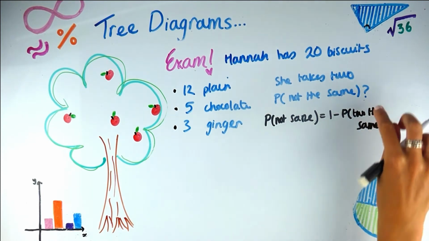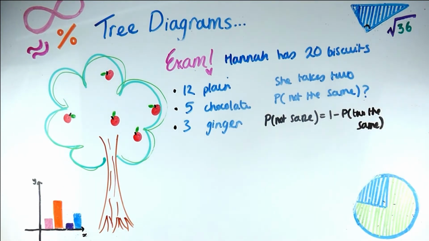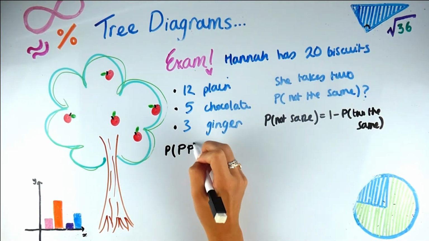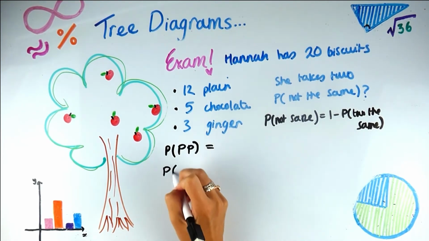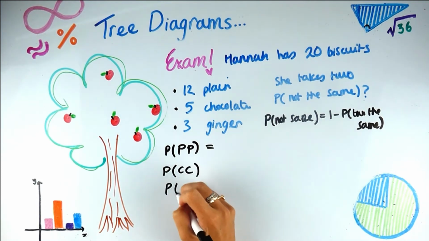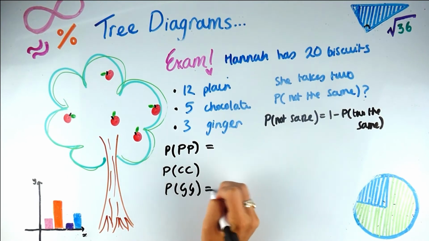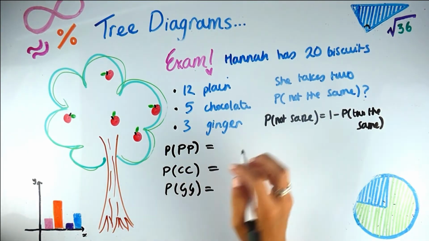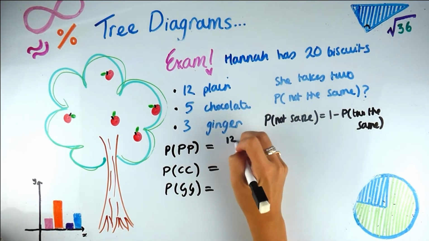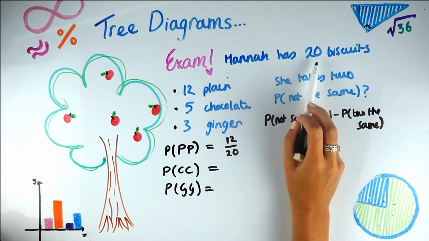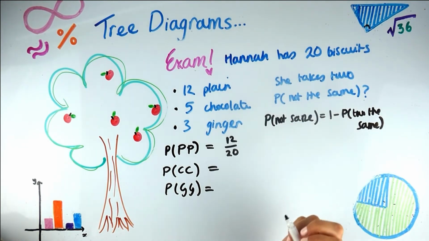Okay, so now let's work with the probability you get 2 the same. That would be the probability of getting a plain one and a plain one. Or the probability of getting a chocolate and then a chocolate, because that would be the same. Or the probability of getting a ginger and a ginger. So let's work them out. The probability she gets a plain biscuit is 12 out of 20, because there are 12 ways you can do it, and the total outcomes are 20.